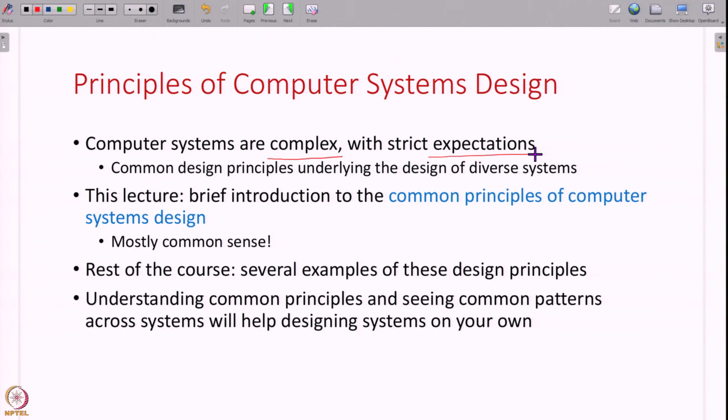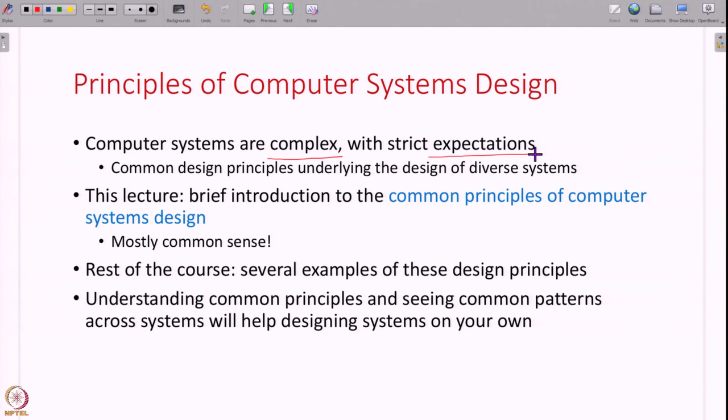But before we begin any of that, in this lecture, what I'd like to present to you are some common design principles. No matter which system you look at, these are some common sense principles that are important for us to know. Once we see these principles, you will keep seeing them again and again, and then you will think, aha, this is the pattern. You will be able to recognize patterns, and this will help you to design your own systems in the future.